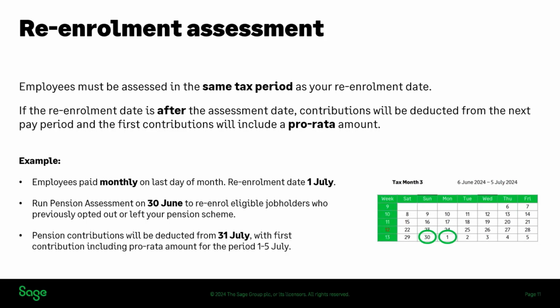However, the first pension contributions would be taken from the next pay date, the 31st of July, with that first contribution including a small pro rata amount for the 5 days of the previous pay reference period. And in this specific scenario, it actually gives your employees a chance to opt out once you've sent their details to the pension provider, potentially before the first contributions are actually taken. So I'm going to run through this scenario in the demo.